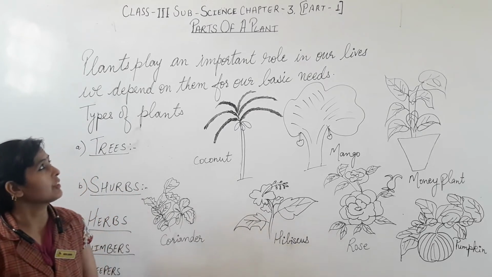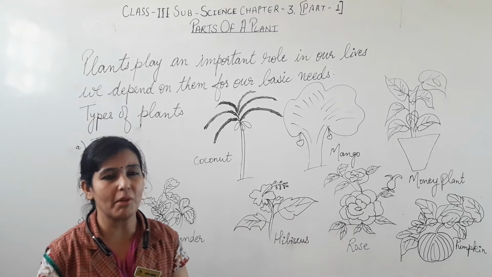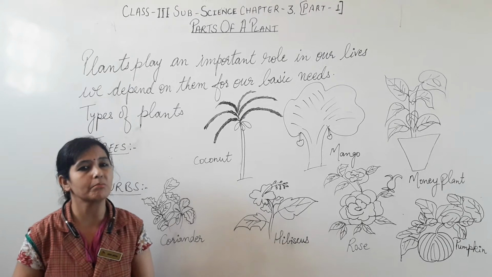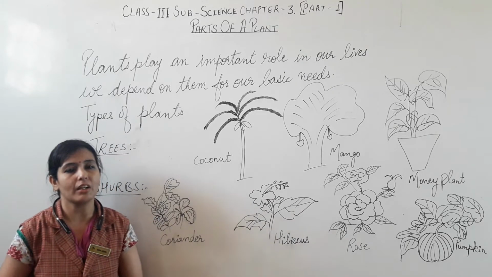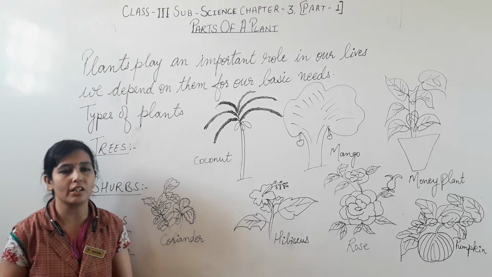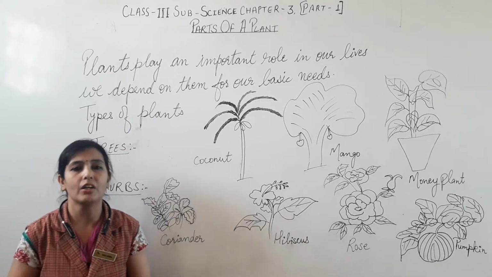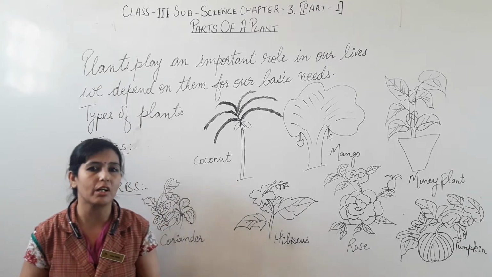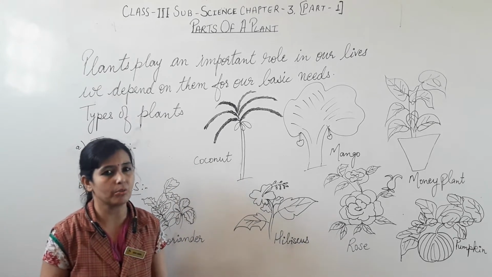Today we are going to take chapter number 3, parts of a plant. This is one of my favorite topics about plants. Plants, as you know, play a very important role in our life because they complete our basic needs of shelter, food, clothing, etc. They are the basic part of our life. They provide us oxygen also, which is very important for our breathing. In this chapter we are going to study about the plants only.